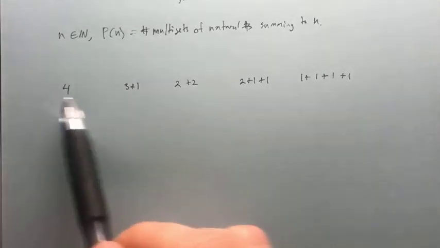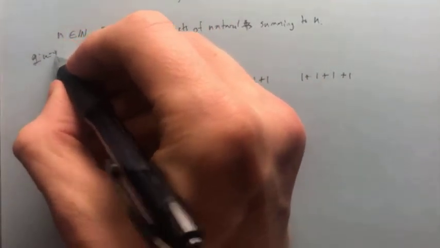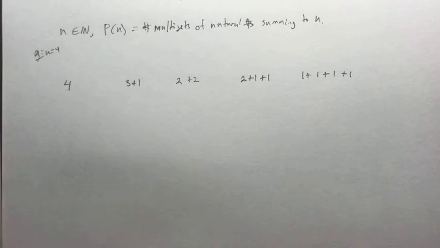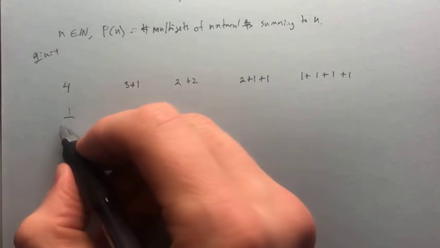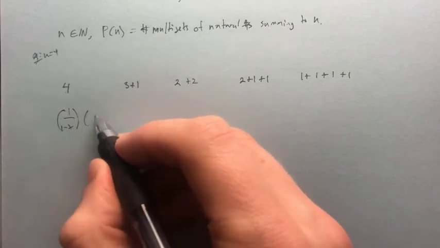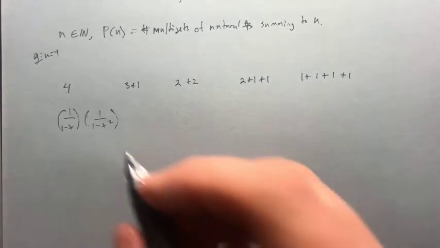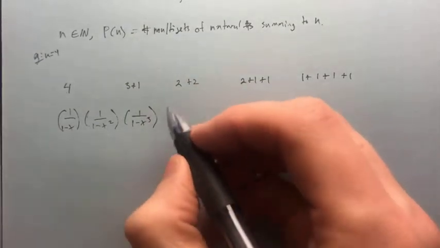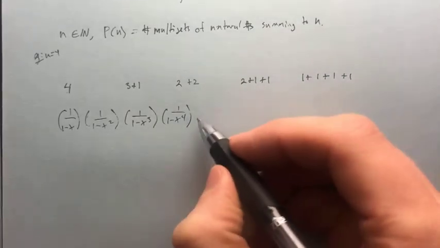So now I want to look at this set of partitions of 4. I guess I should say this is an example. Let's let n equal 4. And I want to see if there's some interesting way we can generate these by looking at generating functions. You'll recall that 1 over 1 minus x generates all 1s. 1 over 1 minus x squared generates alternating 1s. 1 over 1 minus x cubed generates a 1 every third space. 1 over 1 minus x to the 4 generates a 1 every fourth space.